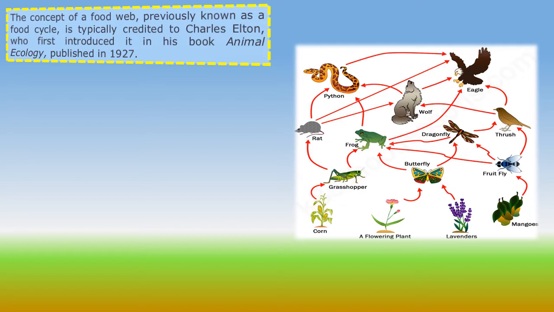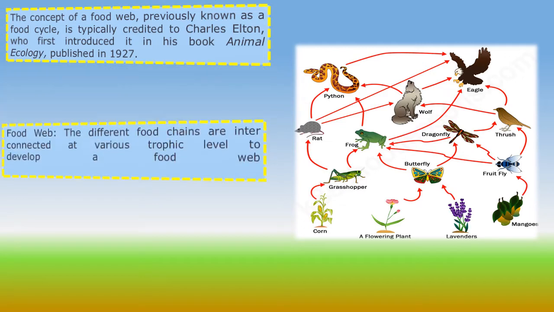Well, the concept of a food web, previously known as food cycle, is typically credited to Charles Elton, who first introduced it in his book Animal Ecology, which was published in 1927. There are so many definitions of the food web, and here I have put a practical and most important definition: the different food chains are interconnected at various trophic levels to develop a food web. This definition has been cited and appreciated by various ecologists in their findings, and has got much attention and relevance as compared to various typical definitions.